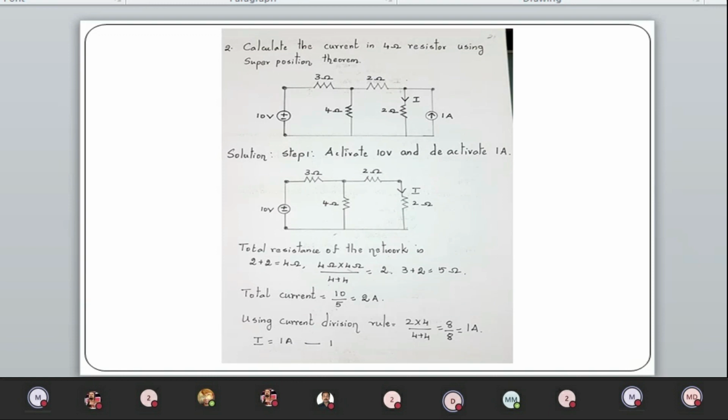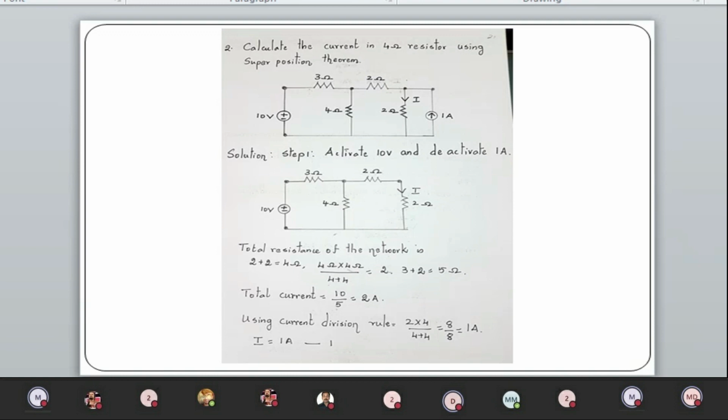Now let us take the next question. Calculate the current in the 4 ohm resistor using superposition theorem. Let us have a short discussion about superposition theorem. You should understand one thing. In circuit theory, there are two types of circuits, one is linear, another one is non-linear.